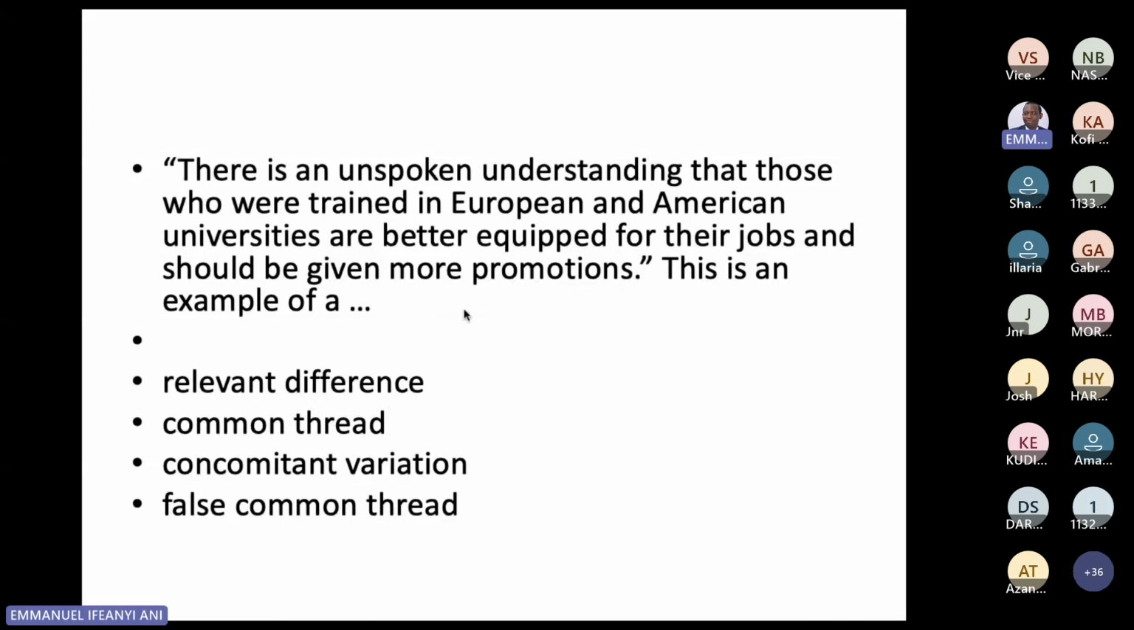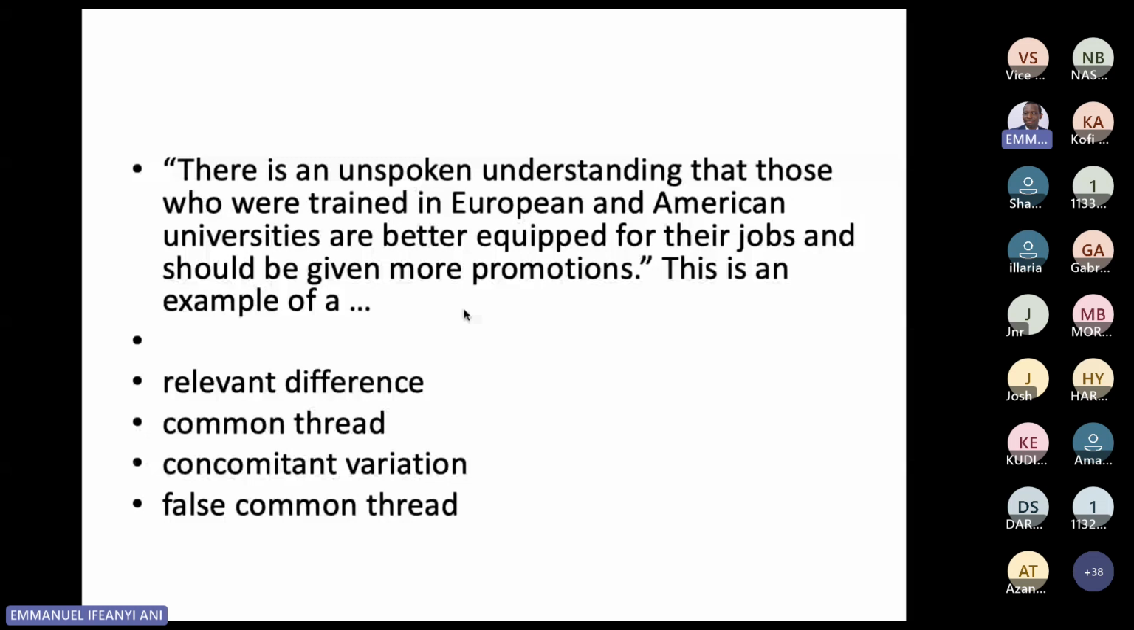And then when we're talking about common thread, we're talking about something that is common. Common thread refers to something that is common to a number of things.